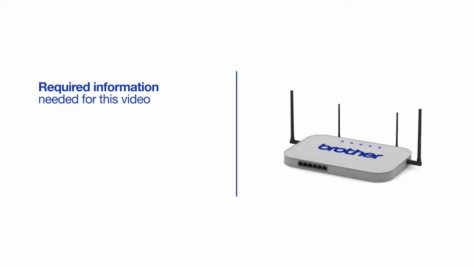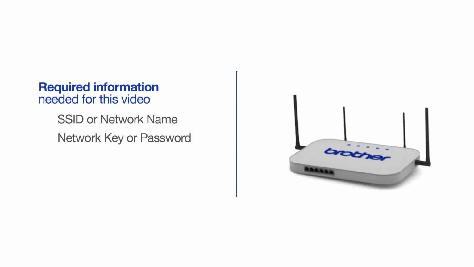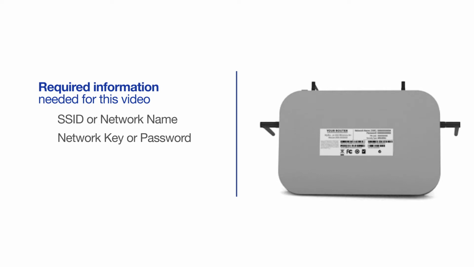You will need to gather some information about your wireless network in order to connect your machine. You'll need to know the SSID or network name of your router or access point. And you'll need to know your network key or password. The default settings for your router or access point can be found on the equipment label.